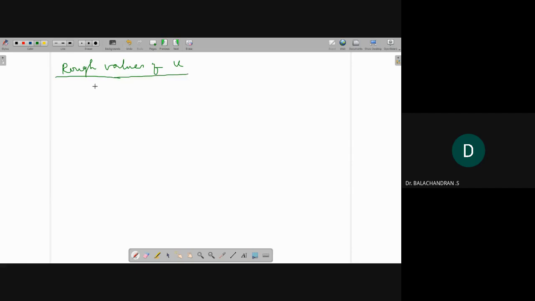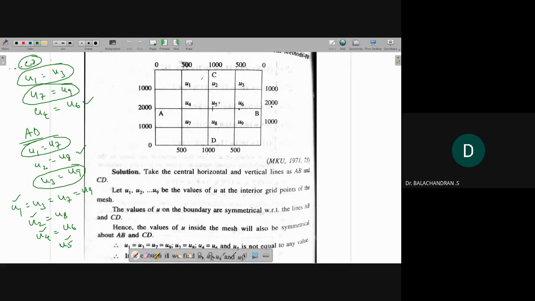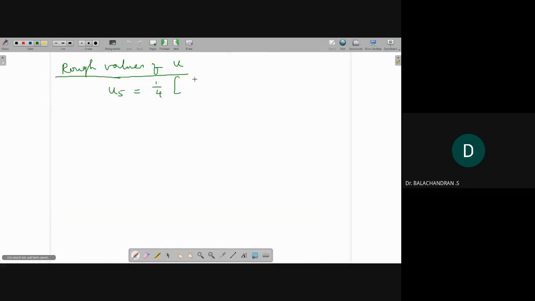Okay. So now I'm going to start from U5. U5 equal to 1 by 4 of 2000, 1000, 2000, 1000. So there are two 2000, there are two 1000. So 2000 plus 2000 plus 1000 plus 1000 divided by 4. So 6,000 by 4, 1,500.